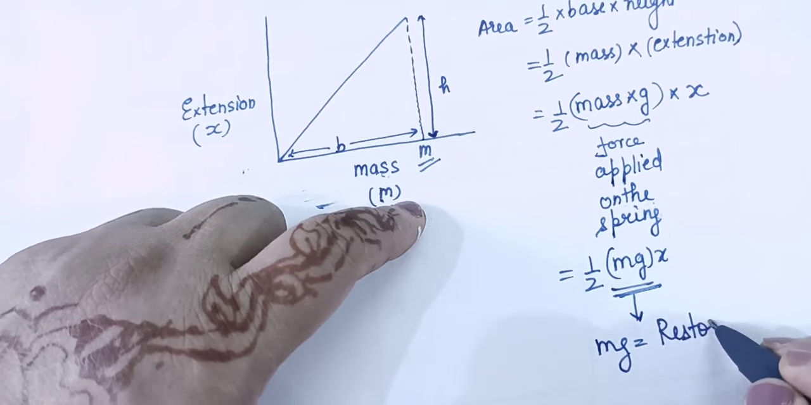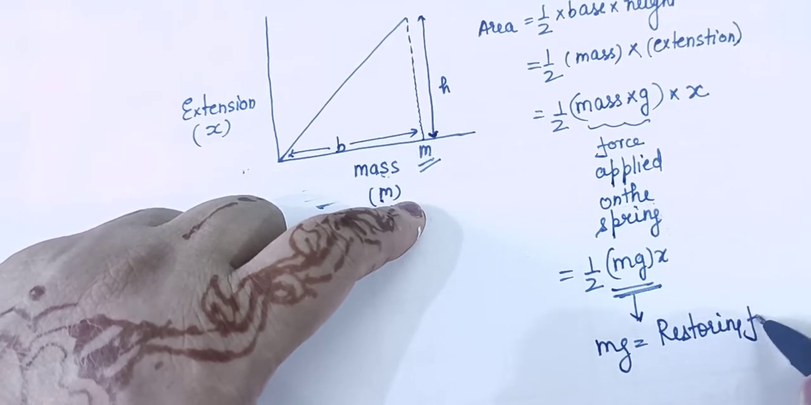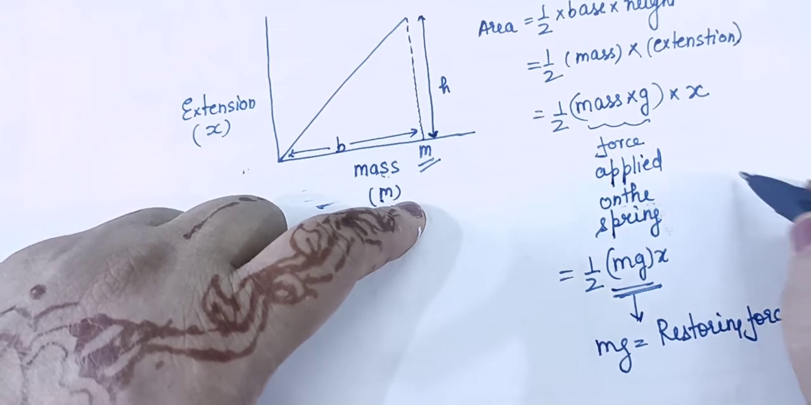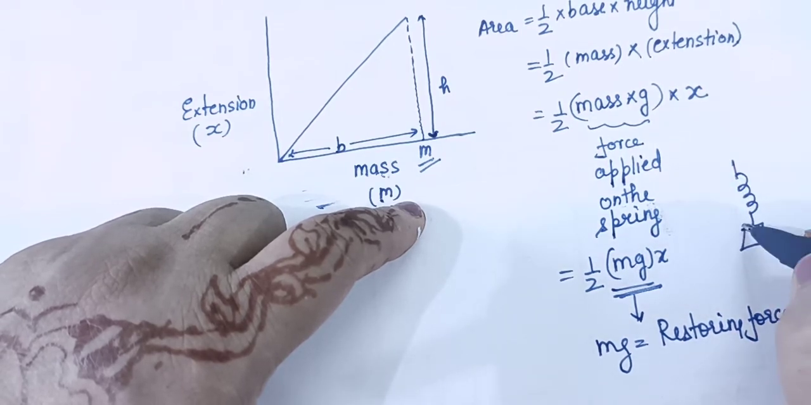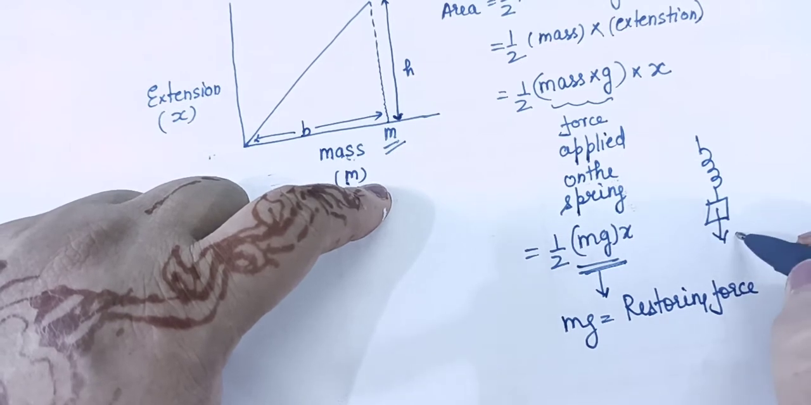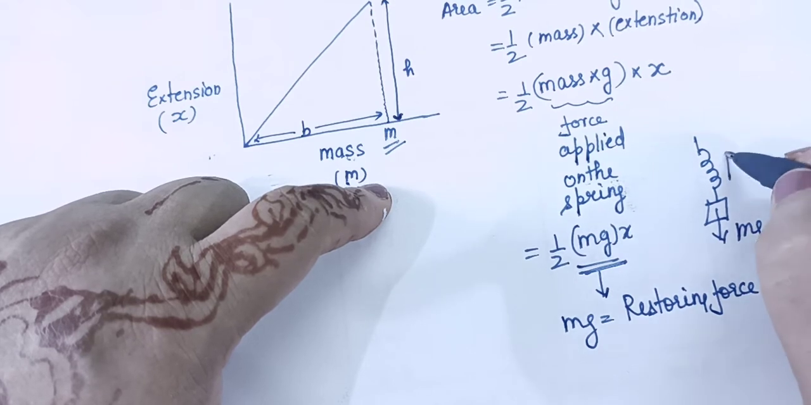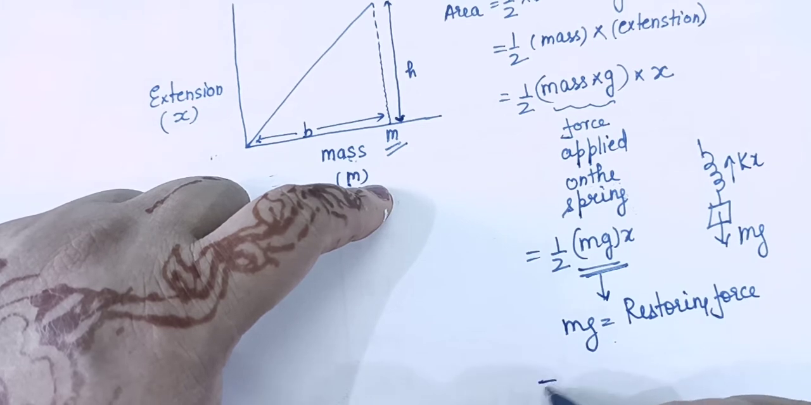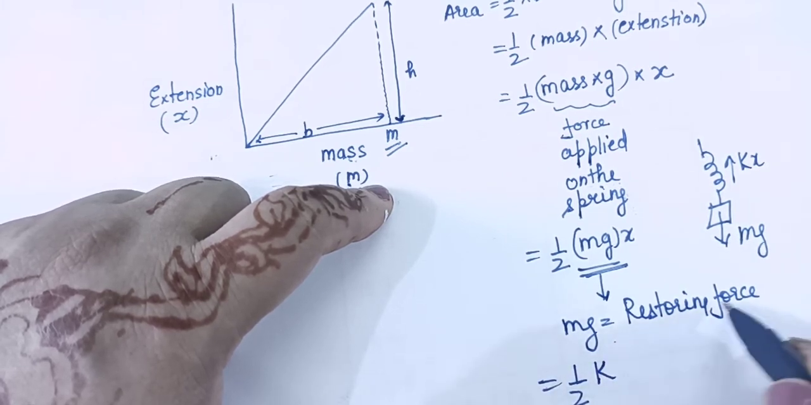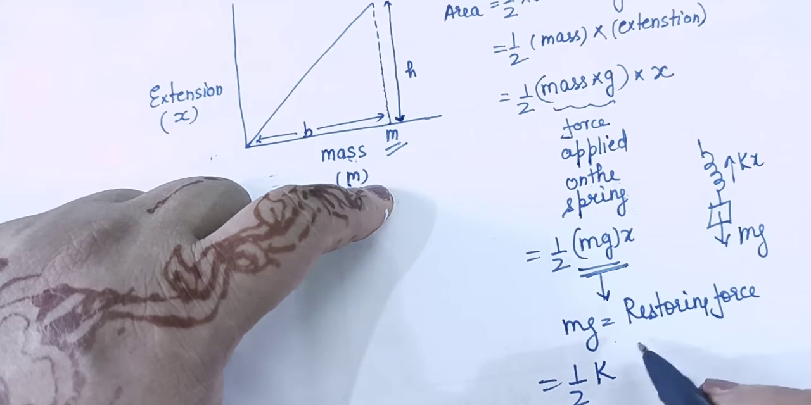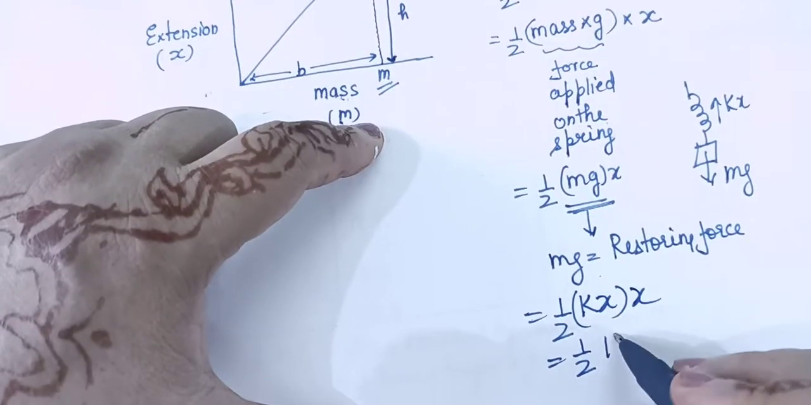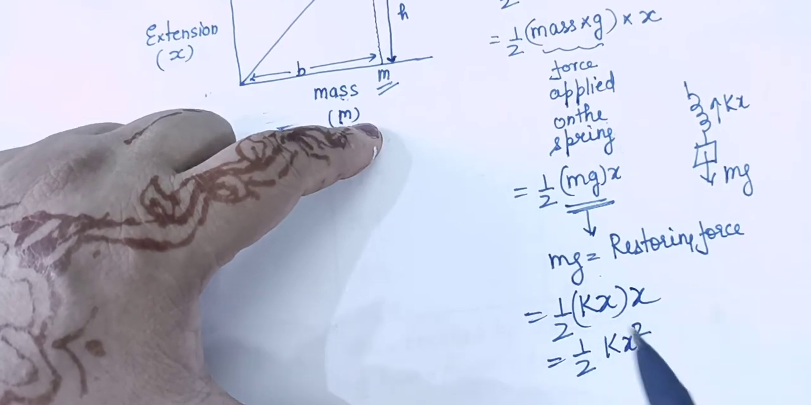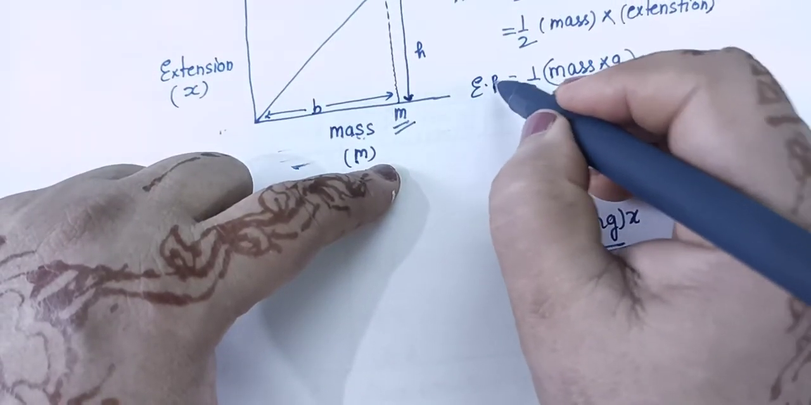We know this. That is why the mass suspended with the spring is in equilibrium, because the weight, the applied force, is equal to the restoring force. So we can write in place of mg the restoring force, which is kx. According to Hooke's law, kx into x, and that is half kx square. So this is elastic potential energy.